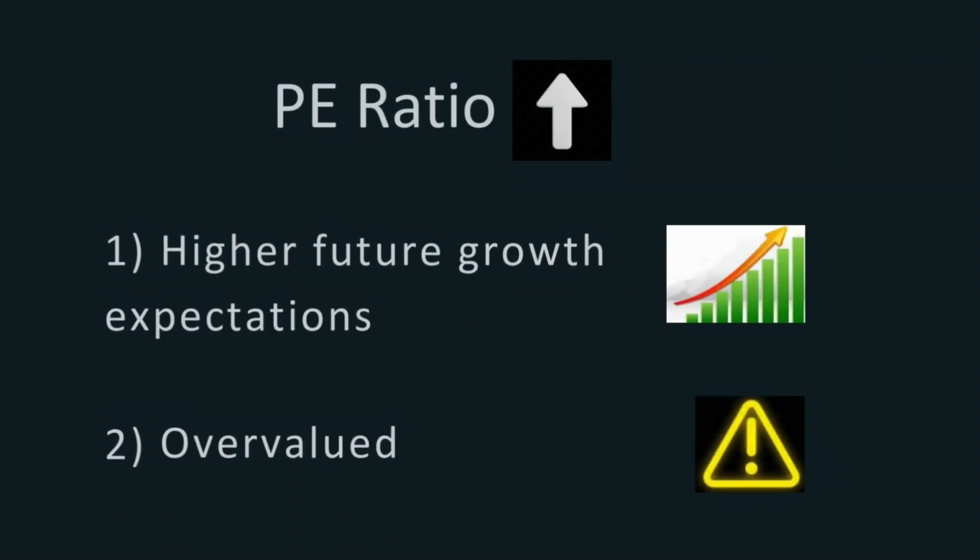PE ratio is an important ratio to look at while investing because it reflects the investor's sentiment about the company. And to understand these sentiments, we need to understand the interpretations of the PE ratio. A high PE ratio means investors are willing to pay more for each 1 rupee earning of the company. And it can indicate two things. First, investors are ready to pay a premium for the company because they expect future high growth rate for the company. And second, it can also mean that the stock is overvalued. That means its current market price is more than what it actually deserves.